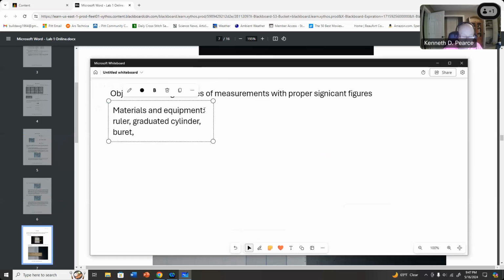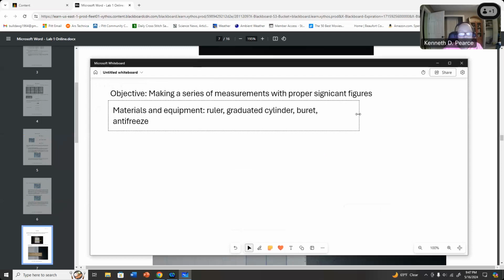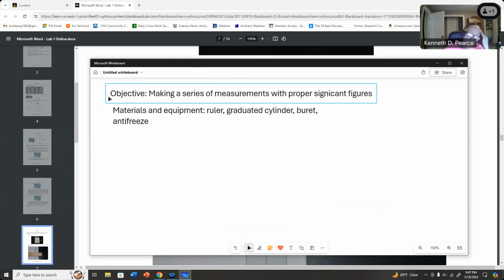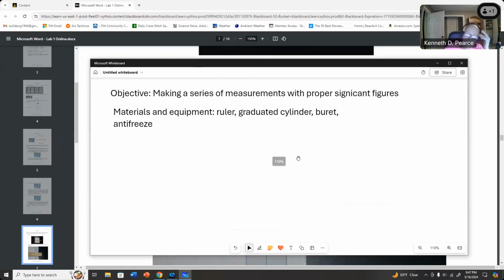And then finally we have antifreeze, which is for the very last part. And there you go. Okay, so this is the materials and equipment. And once again, we want to keep this short and sweet because this is the cover page. We're not looking for writing a book or rewriting the lab. Okay, materials and equipment: ruler, graduated cylinder, burette, antifreeze.